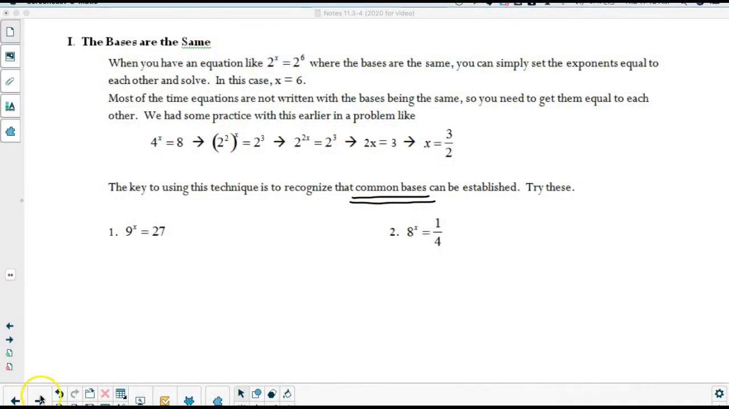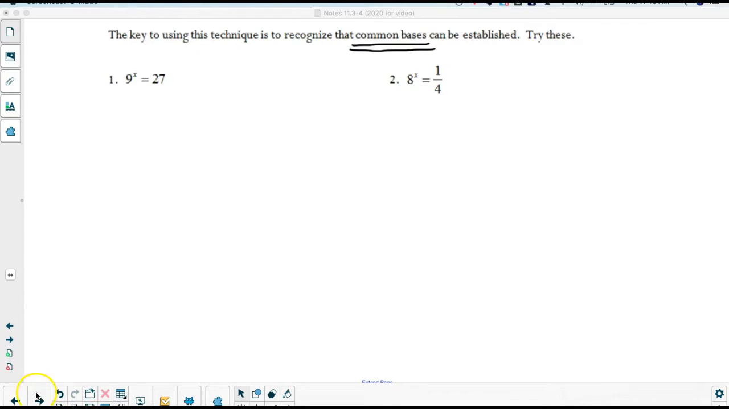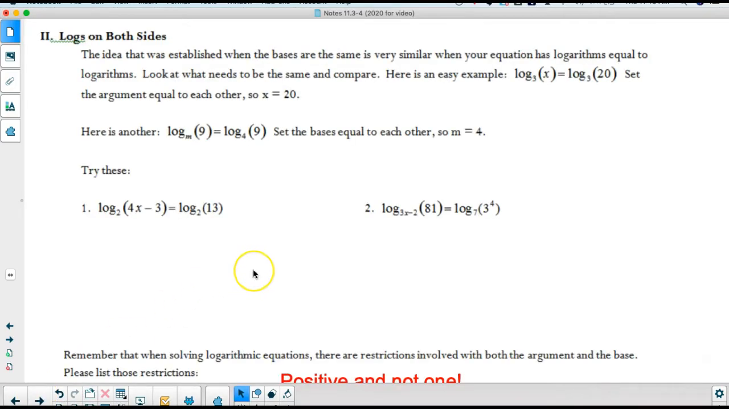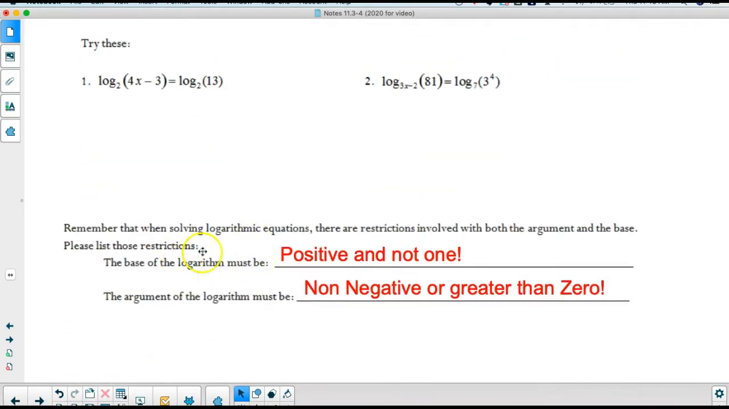As I'm moving across there, I do want to move to my next page. I have those, and at the bottom of your page, all these notes you can print on the blank notes if you can. But something that's very important here, remember when solving logarithmic equations, there are restrictions involved with both the argument and the base.